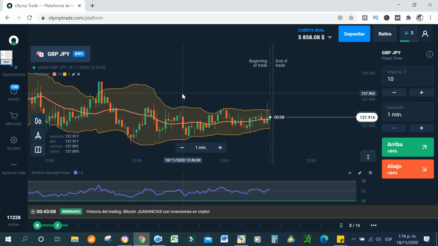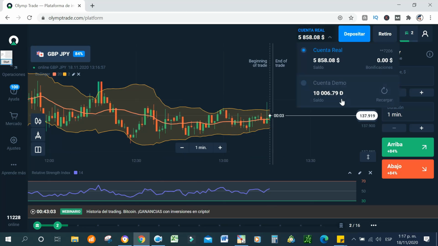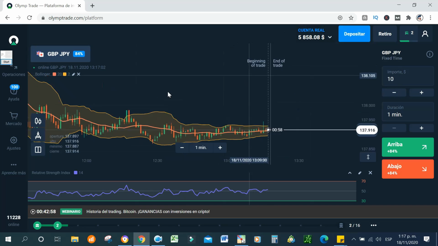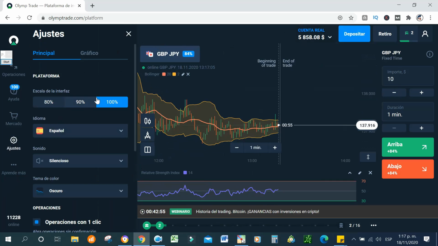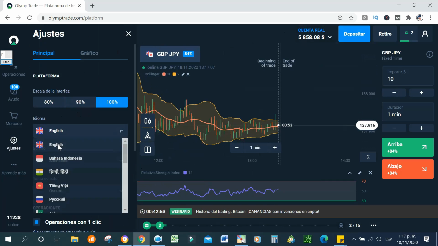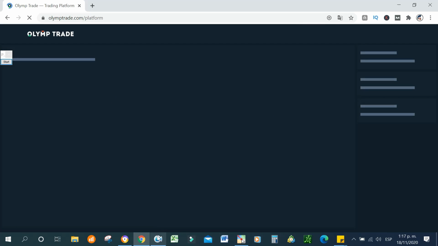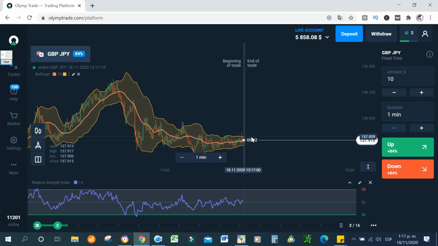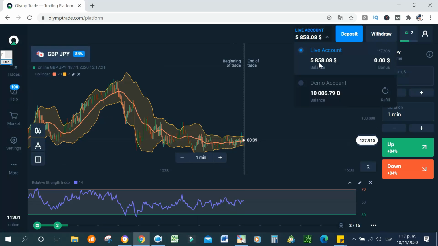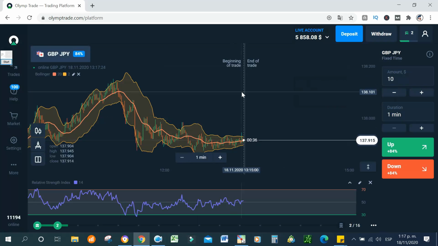So guys, if you are new, go ahead and open it, but remember to open a demo account first. This is my demo account. Today I'm trading with my real account. Okay, let me put it in English so you can understand it. This is my live account. This is my demo account. What I recommend everybody is to open a demo account before they go on real.